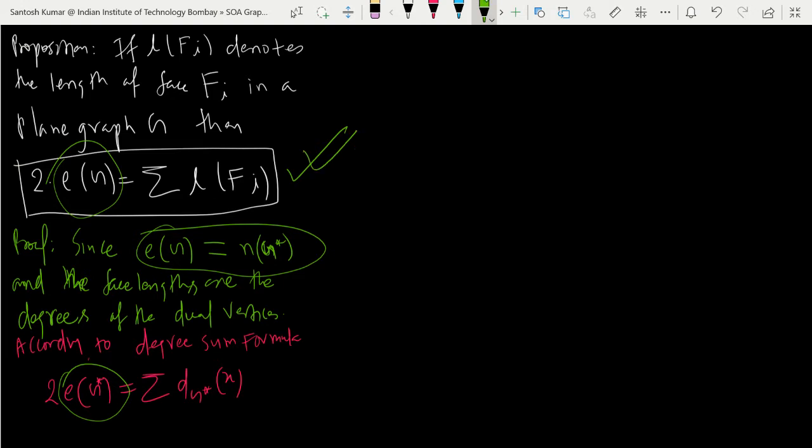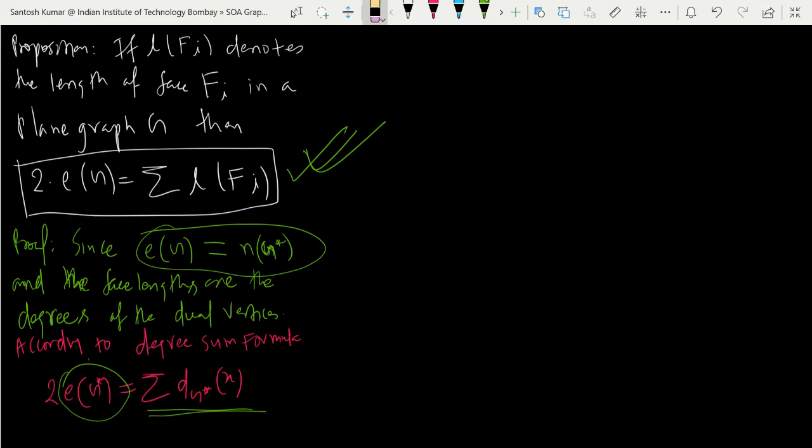In the formula we want to prove, the right side is the sum of the lengths of all faces. And here the right side is the sum of degrees of vertices in G star. And you know that faces in G become vertices in G star. That's why the degree of vertices in G star is the length of faces in G. So this formula equivalently proves the given result. So that is the proof.